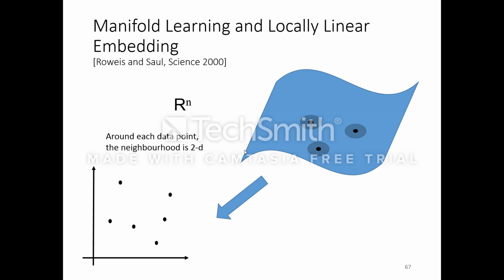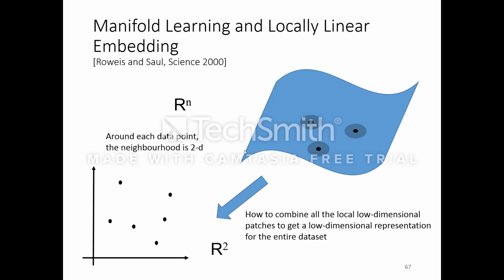And you do a transformation of this entire data set, which takes these low dimensional patches and places them together in this 2-dimensional space, in this R² space, right? How do you combine all these low dimensional patches to get a lower dimensional representation for the entire data set? So that's what this paper talks about.